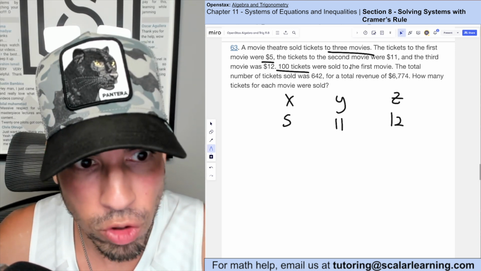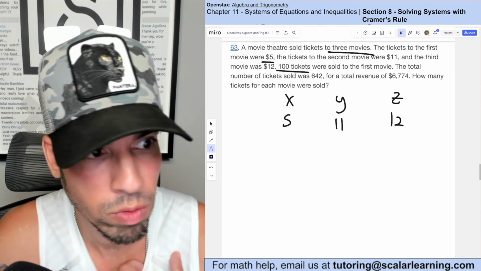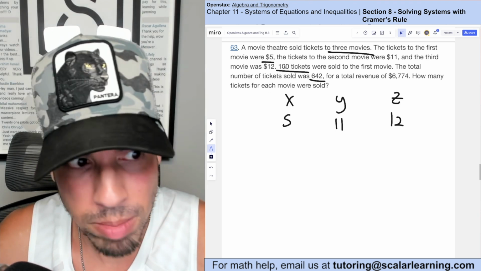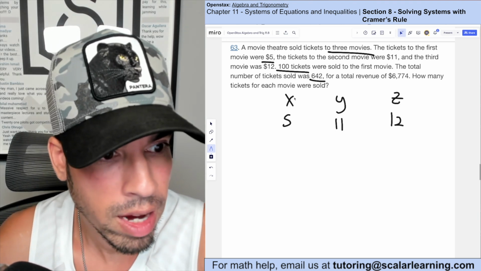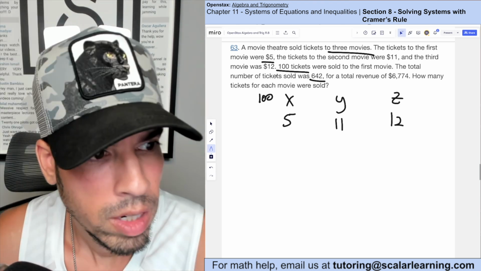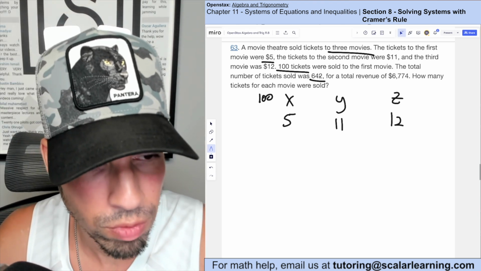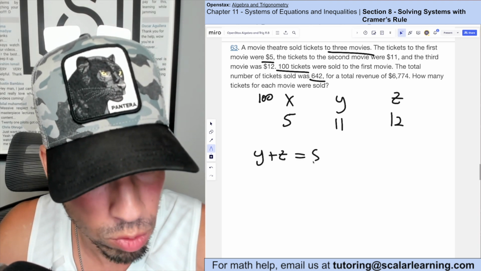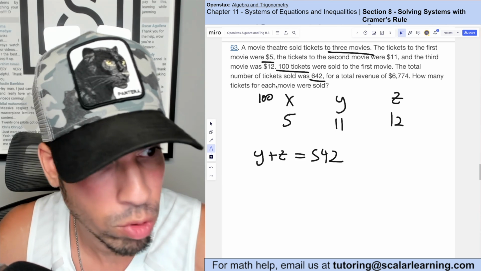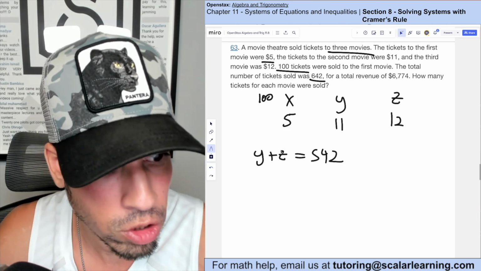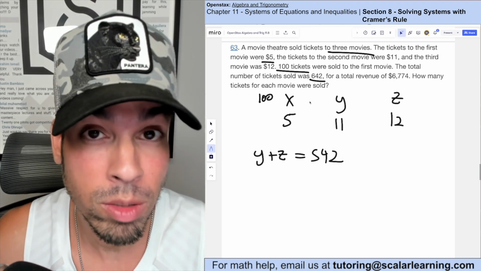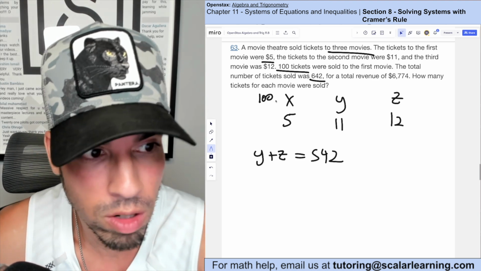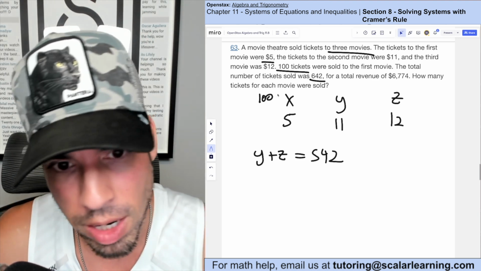And then we know we got 100 tickets sold to the first movie, and the total number of tickets sold was 642. Well, this is interesting because we already know that X is just straight up 100. And since the total number of tickets sold is 642, I already know that Y and Z add up to 542, right? That's 100 less than the 642 because we're just removing it for X. So it's interesting. We can do this as a 2-variable equation system as opposed to 3-variable because we already know X for some reason. They gave it to us. So, hey, that makes it easier.